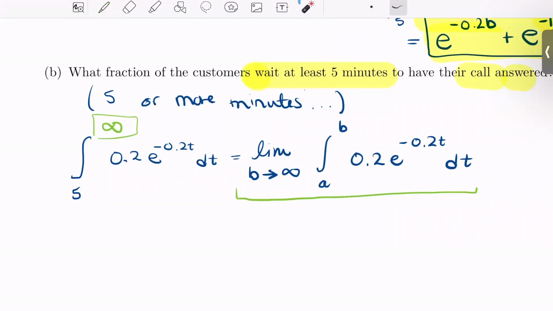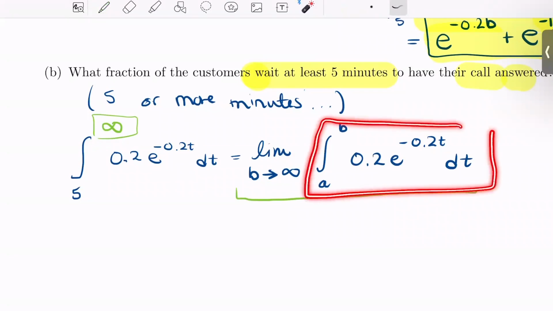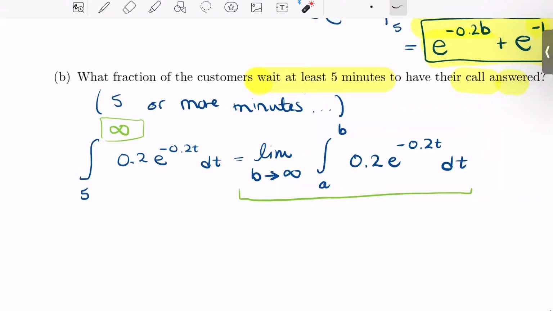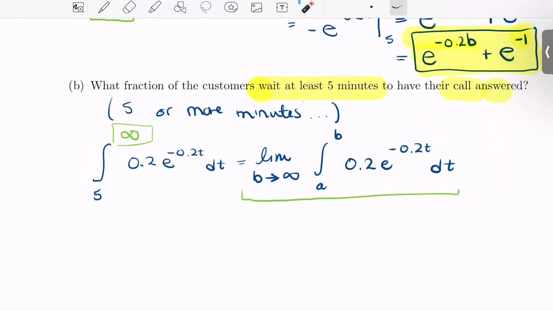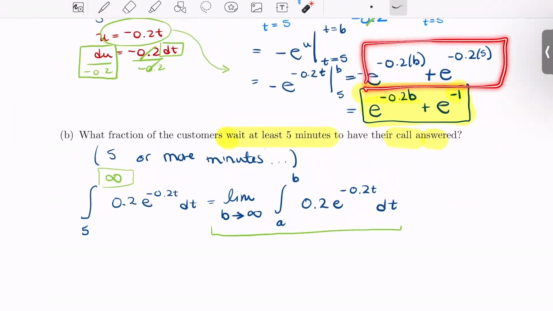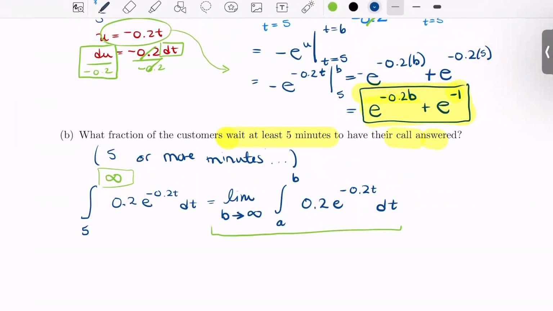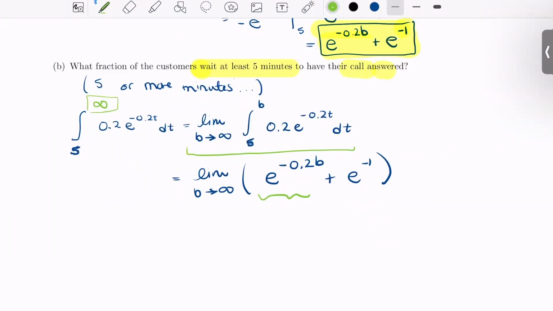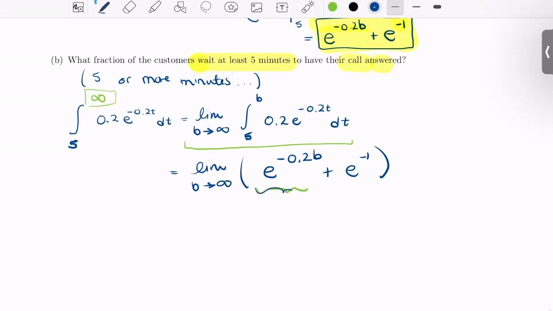So now we need to compute the integral here from a to b of 0.2 e to the negative 0.2 t. So we've already computed that integral up here, but rather than put in 5 in that lower limit, we're going to use a. So what does this become? All right, so let's go ahead and expand this term out a little bit so that we get a sense of what this limit is.